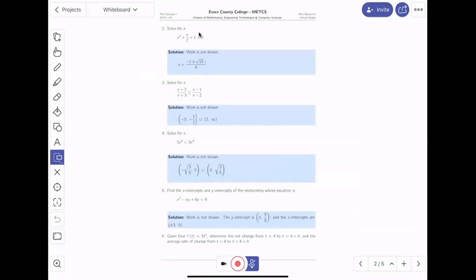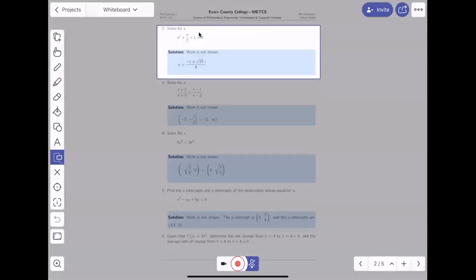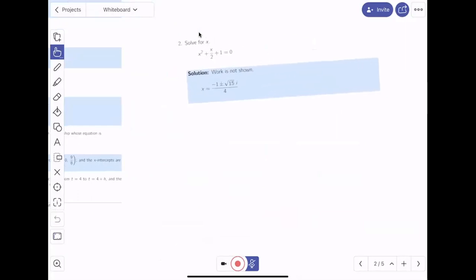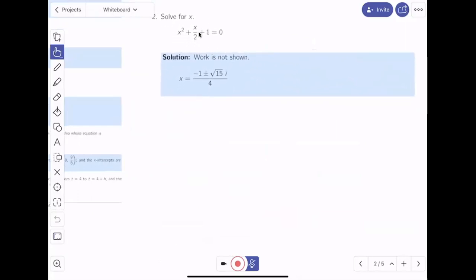All right, pull it to the side. And let's take a look. So, what does it say? Solve for x. Certainly it's quadratic. The first thing I notice about this quadratic is that there's a fraction. What I would recommend is to multiply both sides by 2. No, it doesn't have to be done. But for a lot of students, it does make it easier to use the quadratic formula on it.